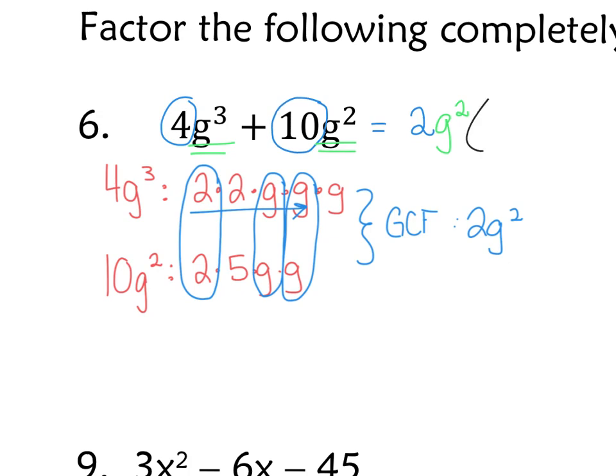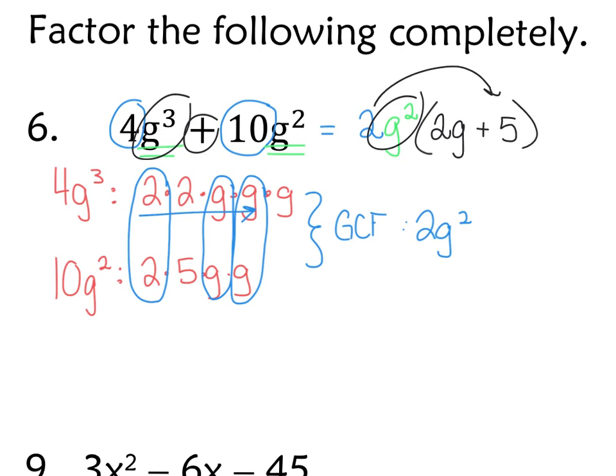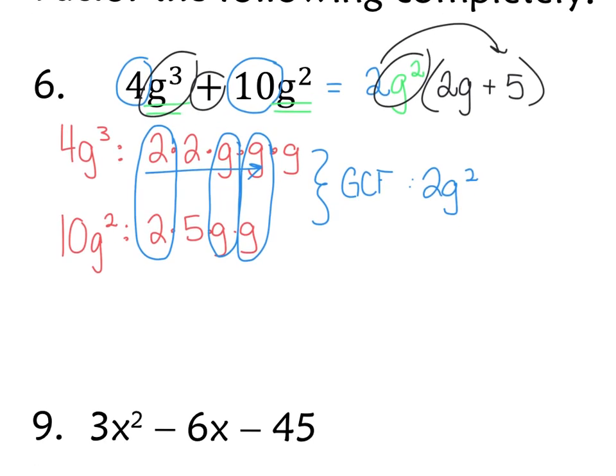All right, so now think of this as distributive property in reverse. 2 times what is 4? 2. g squared times what is going to get us g cubed? g. Okay, if we have a plus sign here, we're going to have a plus in the middle, and now distributive property in reverse again. 2g squared times what is going to be 10g squared? 5. And that's it. The g's are already accounted for there.